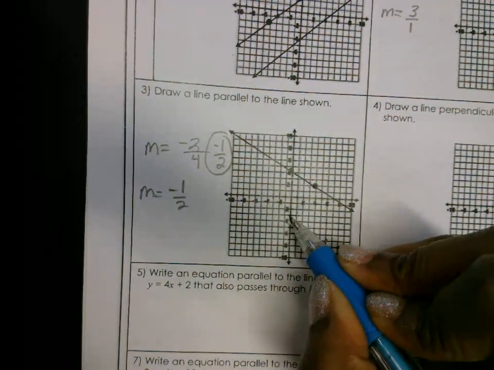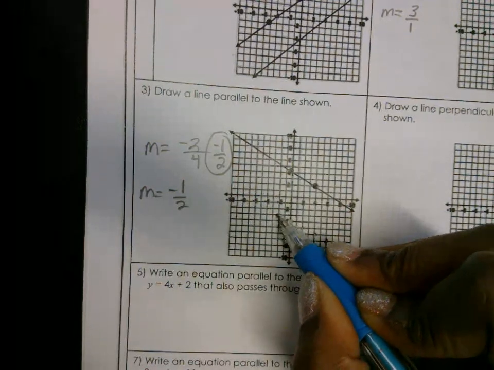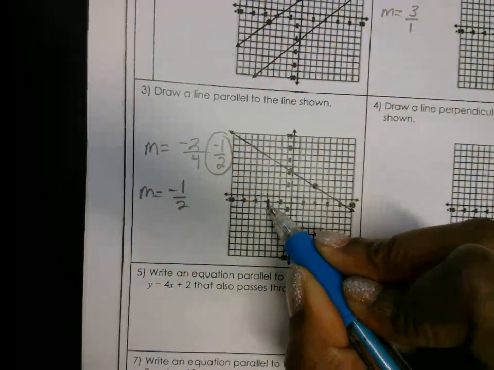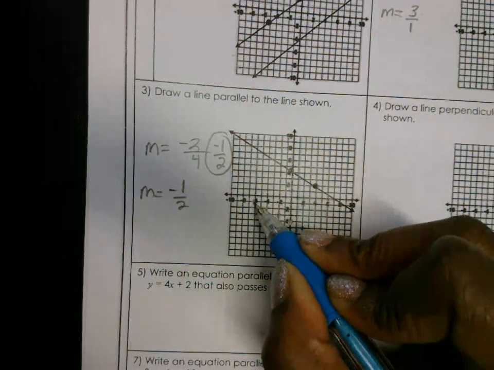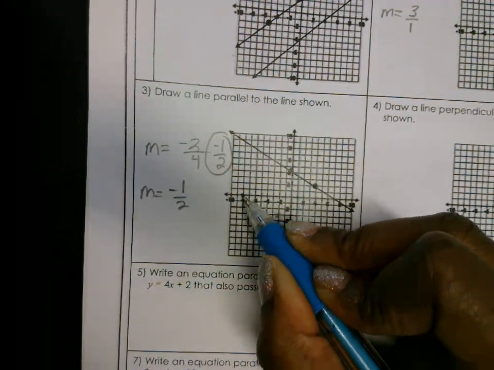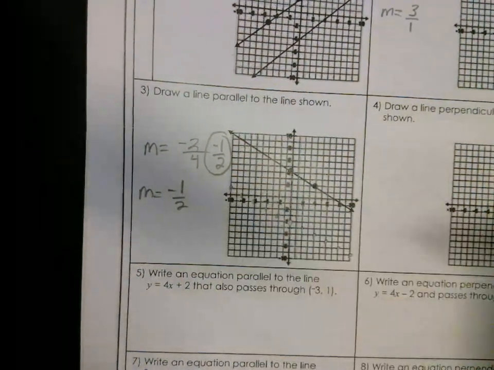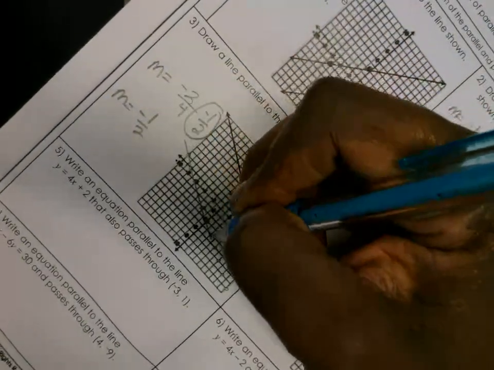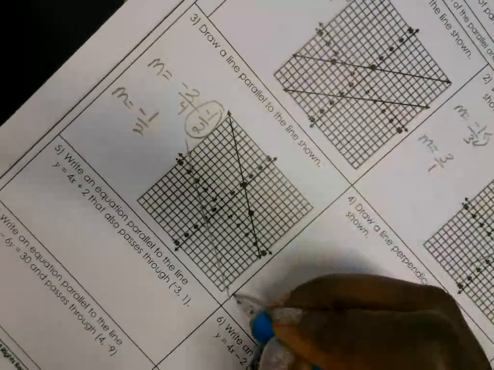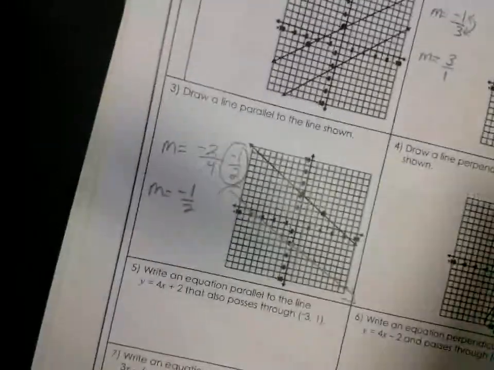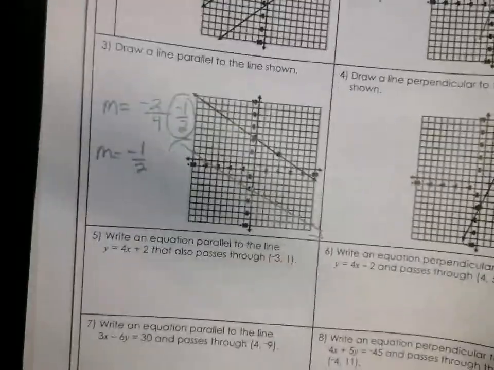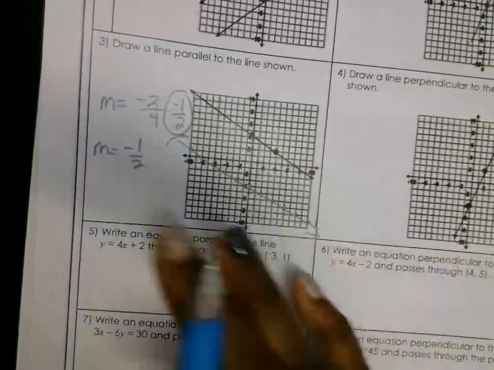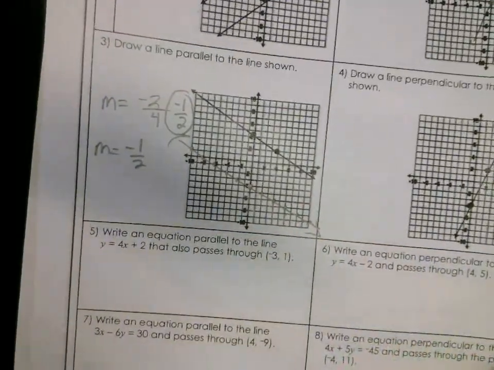Up 1 to the left, 2. Up 1, 1, 2. And what we notice when we draw a line is that these lines have the exact same slope and they're never going to run into each other. Okay? That makes them parallel.